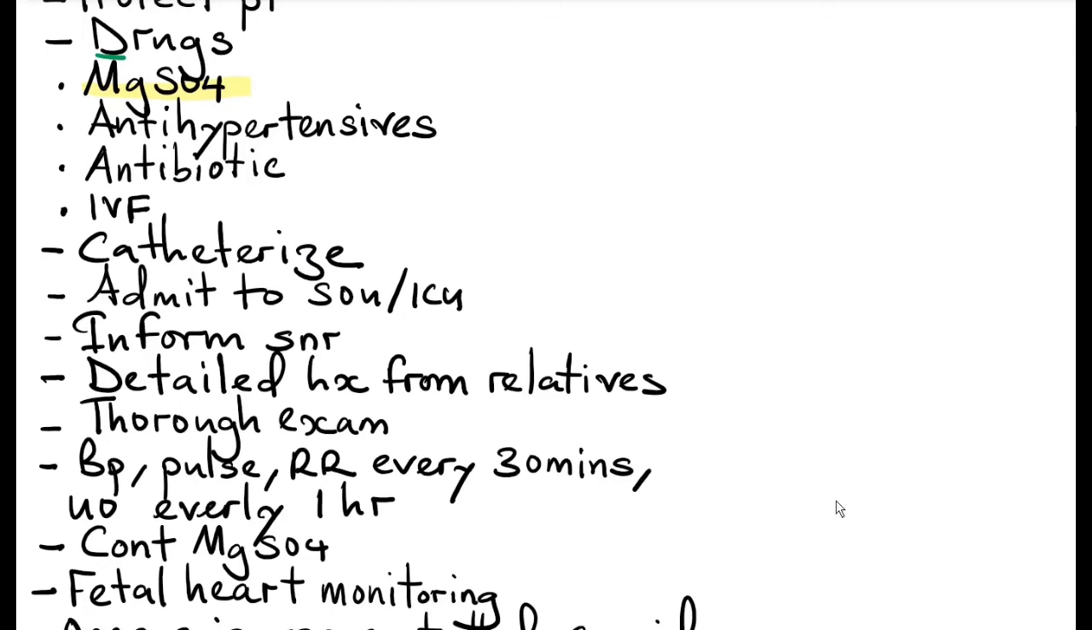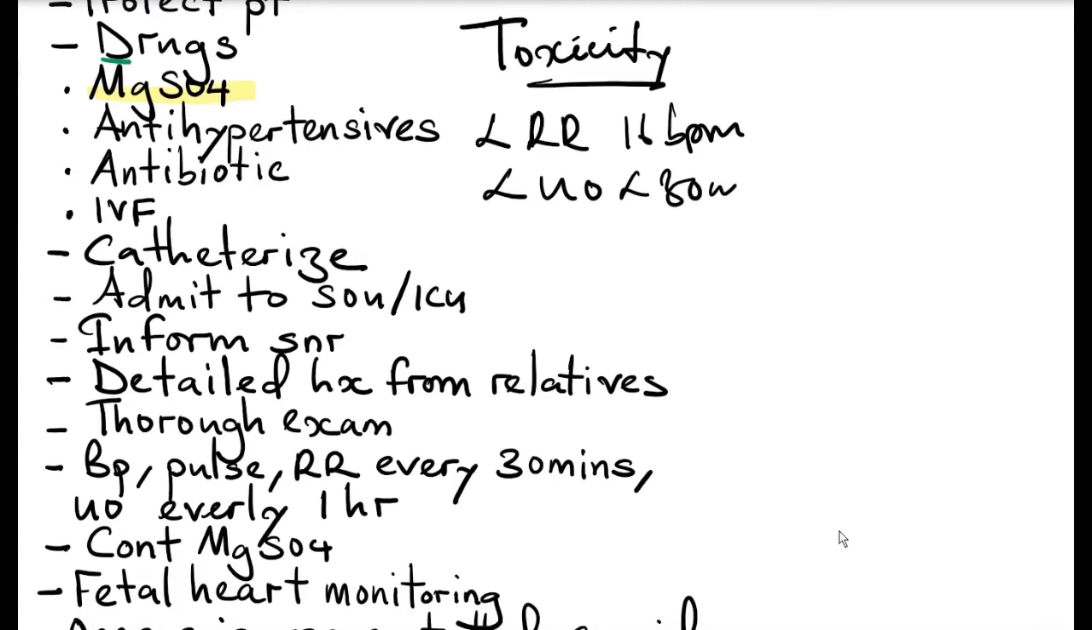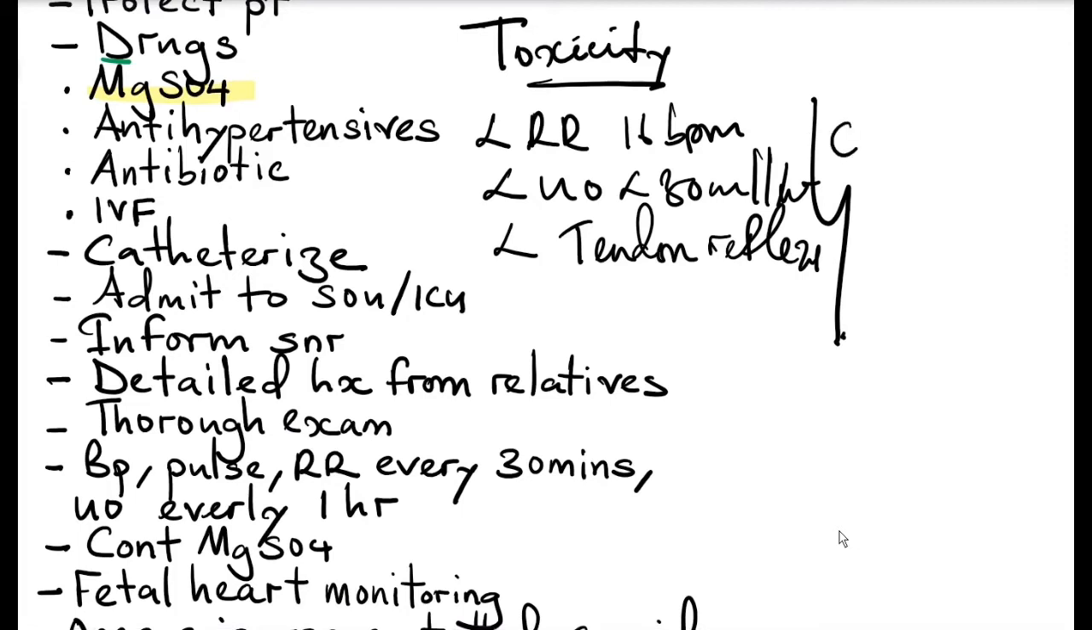The benefit on the baby is that it has no harm on the fetus. It does not cause CNS depression or fetal distress. Watch out for magnesium sulfate toxicity. The parameters to watch out for are respiratory depression. A respiratory rate of less than 16 breaths per minute is worrisome. Urine output of less than 30 mL in an hour. And loss of tendon reflexes. When you notice this, give calcium gluconate. This is the antidote of magnesium sulfate, 1 gram over 10 minutes.